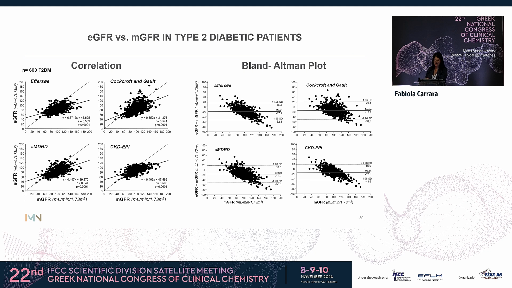And again, we observe that also in this population, there is a poor correlation between formulas to estimate GFR and measured GFR, and moreover, all formulas underestimate measured GFR, but the error is not casual, it is systematic. With an increase of measured GFR, the formulas underestimate the true value.